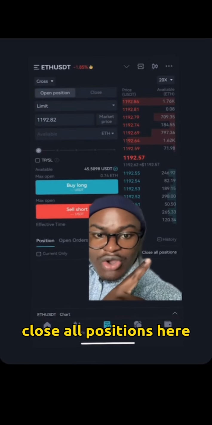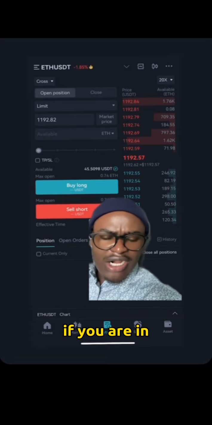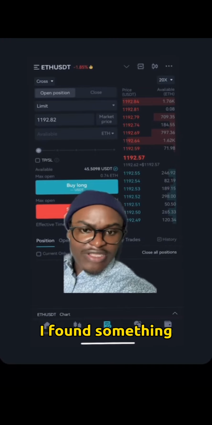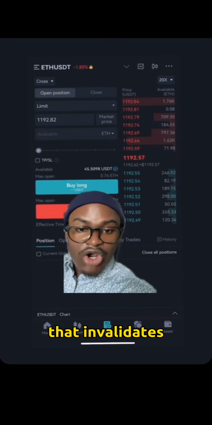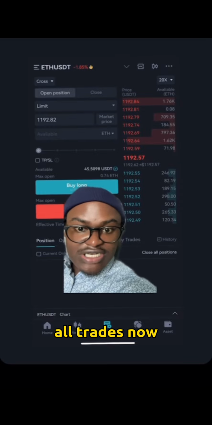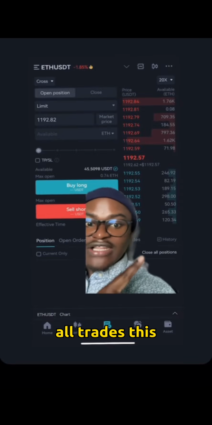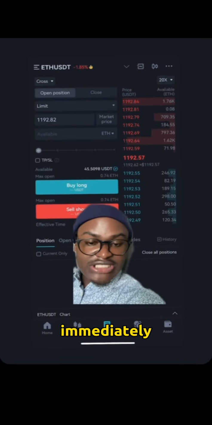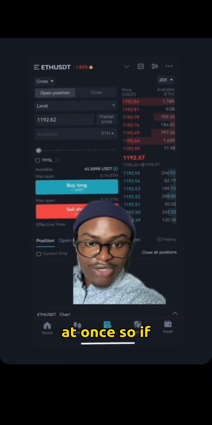Now you have close all positions here. If you are in my trading group and let's say I found something in the charts that invalidates all my thesis, and let's say I said close all trades now, or say exit all trades, this will be the button that you have to click. That will immediately exit all of your trades at once.